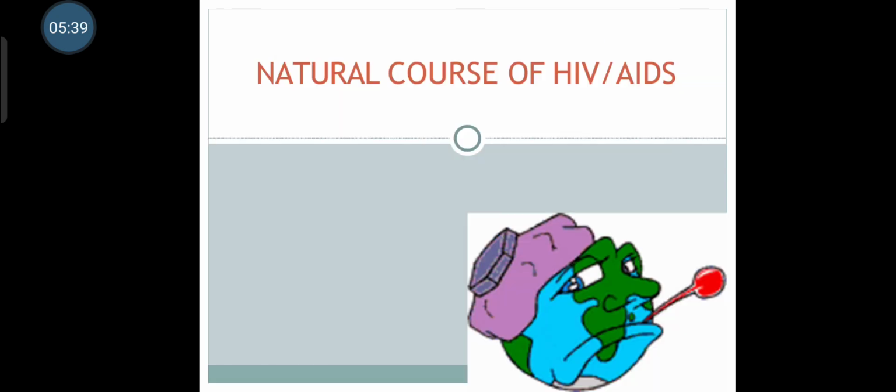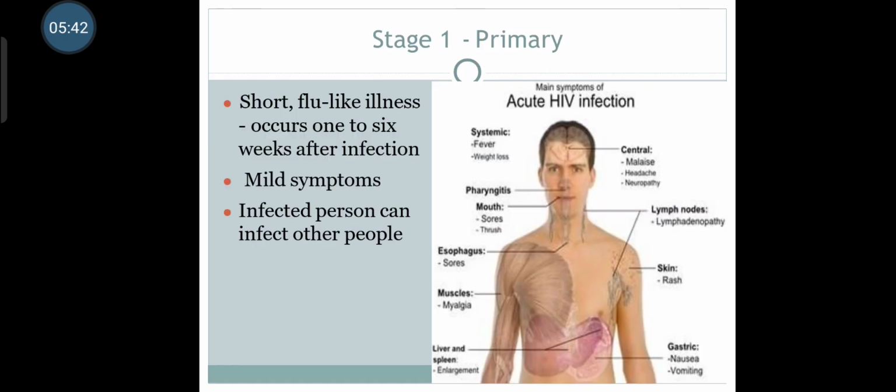Natural course of HIV AIDS, that is how the disease progresses. So, first is stage 1. Stage 1 is the acute HIV infection, wherein the person is suffering from mild infections, a flu-like illness, which occurs 1 to 6 weeks after the infection. These are mild symptoms. The infected person can infect other persons in this stage.